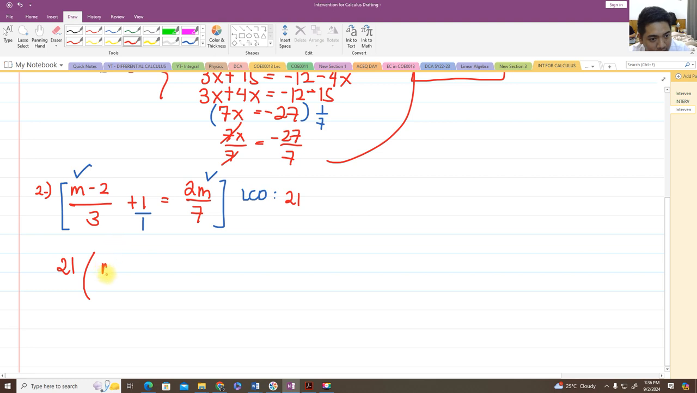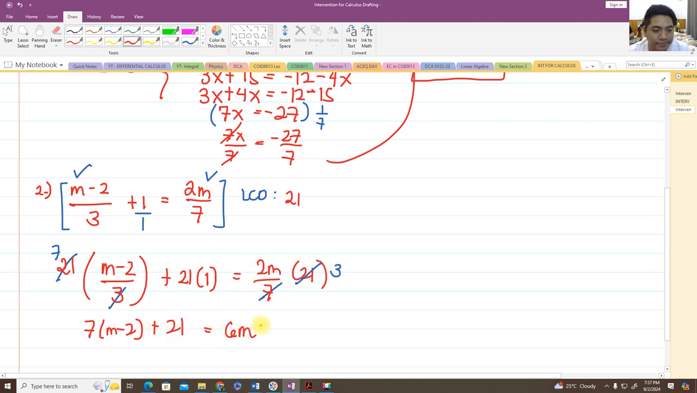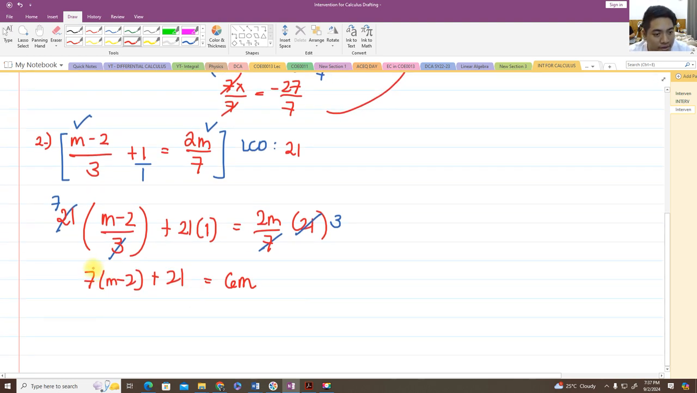21 times m minus 2 all over 3 plus 21 times 1 equals 2m all over 7 times 21. So whatever you multiply on the left side, you also multiply on the right side. So we have 21 all over 3 becomes 7. Then 21 all over 7 becomes 3. So now simplifying, you have 7 times m minus 2 plus 21 equals 3 times 2m, which would be 6m. And so for the value of m, distributive, so you have 7m minus 14 plus 21 equals 6m.